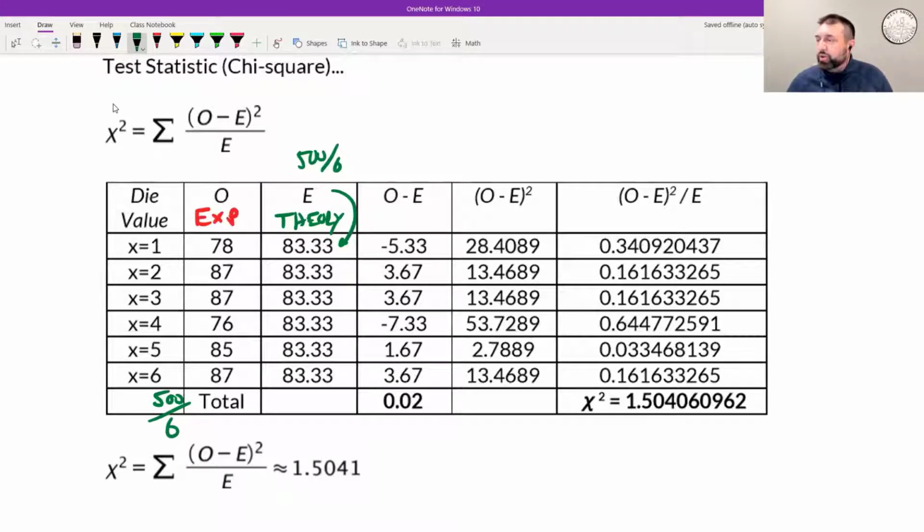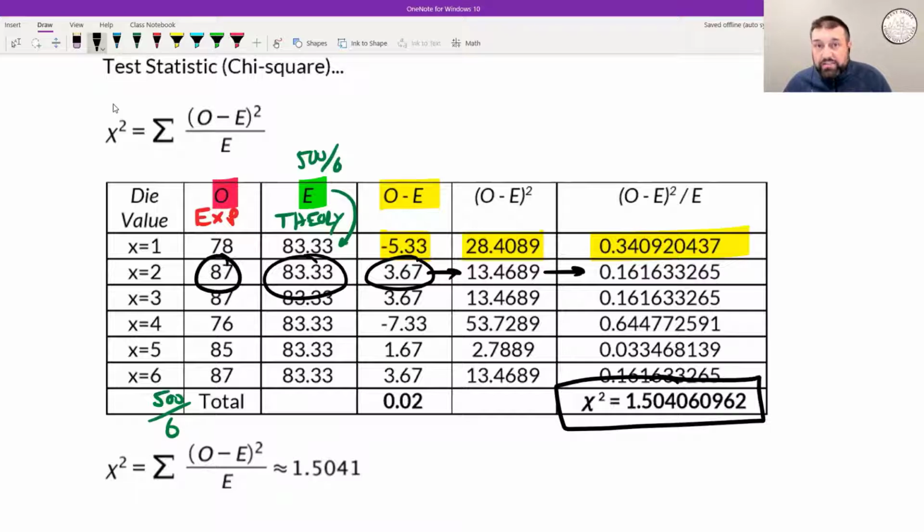So what we're going to do is take the experimental value for the ones and the theoretical value for the ones, and subtract them. We're going to find the difference between the observed and the theory. Then we're going to square that difference, and then divide it by the value for the theory. And then we're going to do the same thing for the number 2. We take the experimental, subtract the theory, get the difference, square it, and then divide it by the theory. We're going to do that for each one of these, and then add them all up. And that is our test statistic.